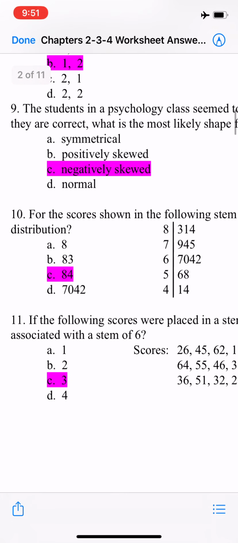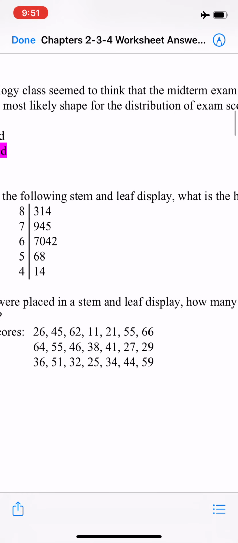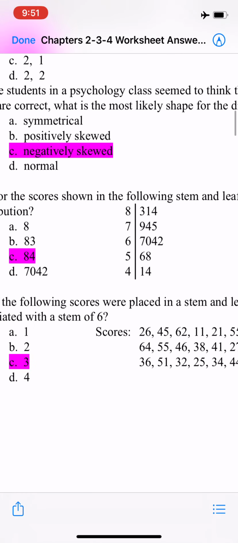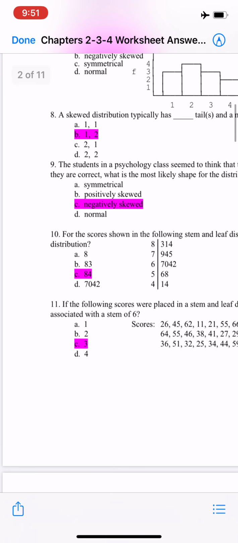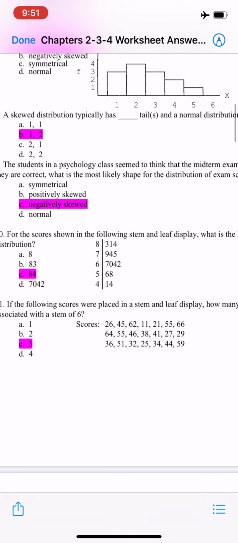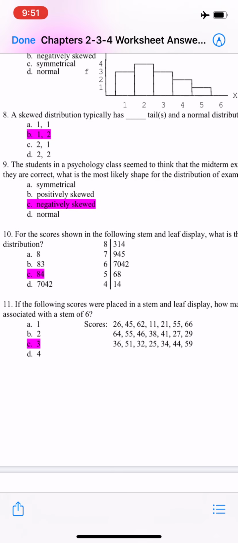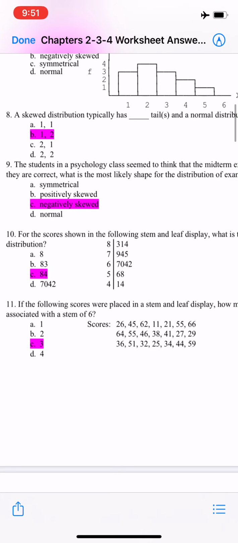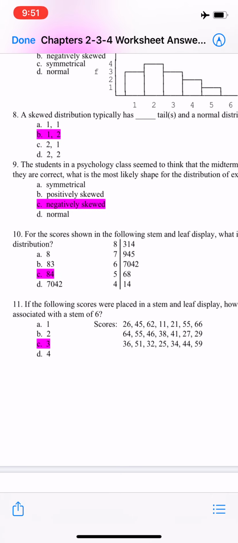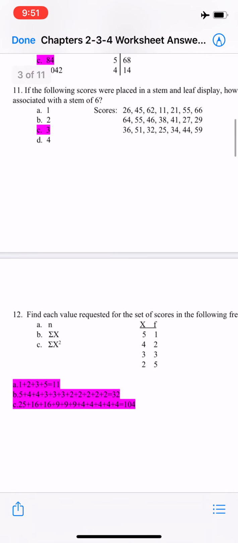If the following scores were placed in a stem and leaf display, how many leaves would be associated with a stem of 6? Well, a stem of 6 would be whatever scores are in the 60s, and there are 3 scores in the 60s, so the answer is 3.